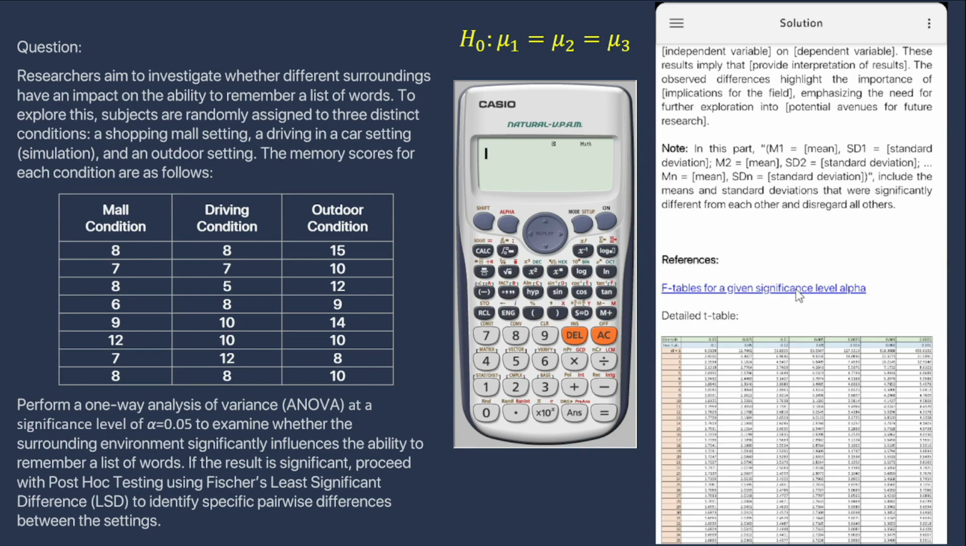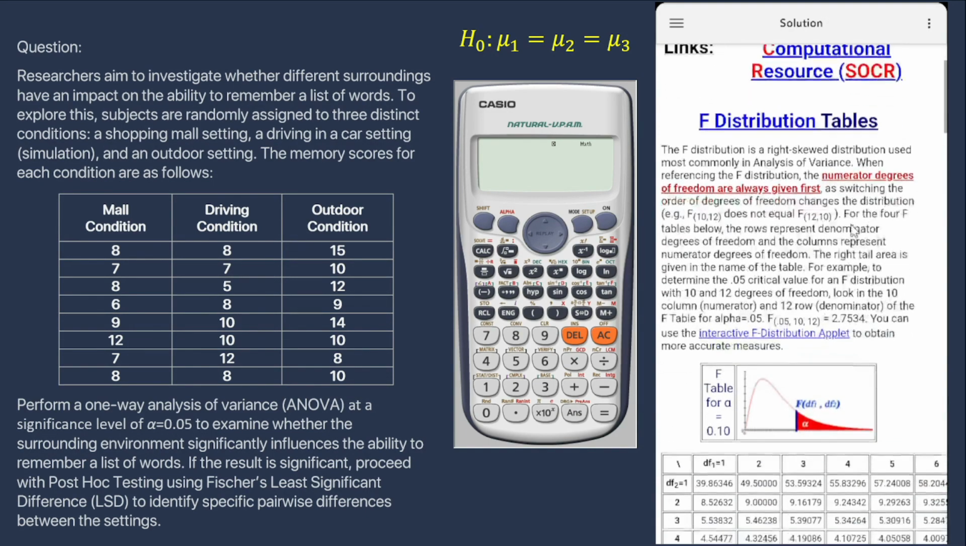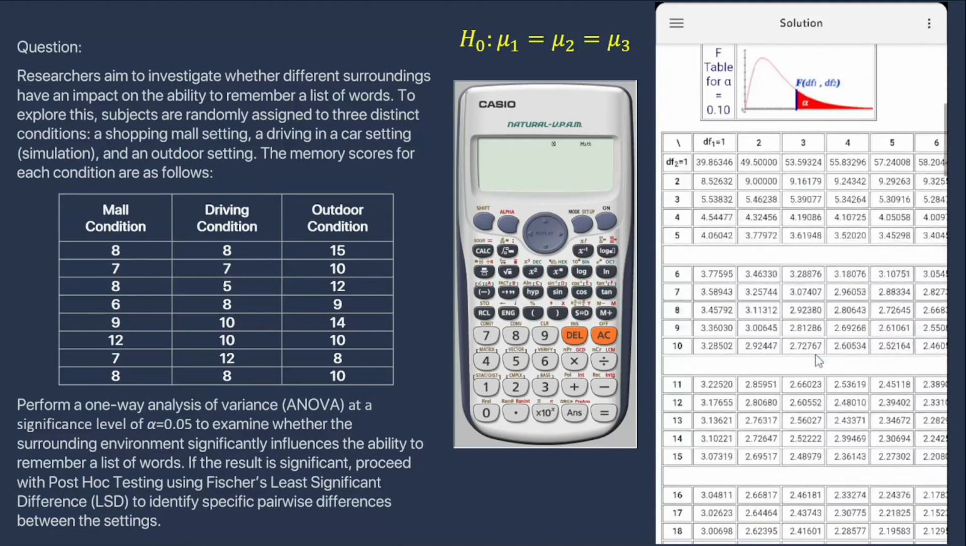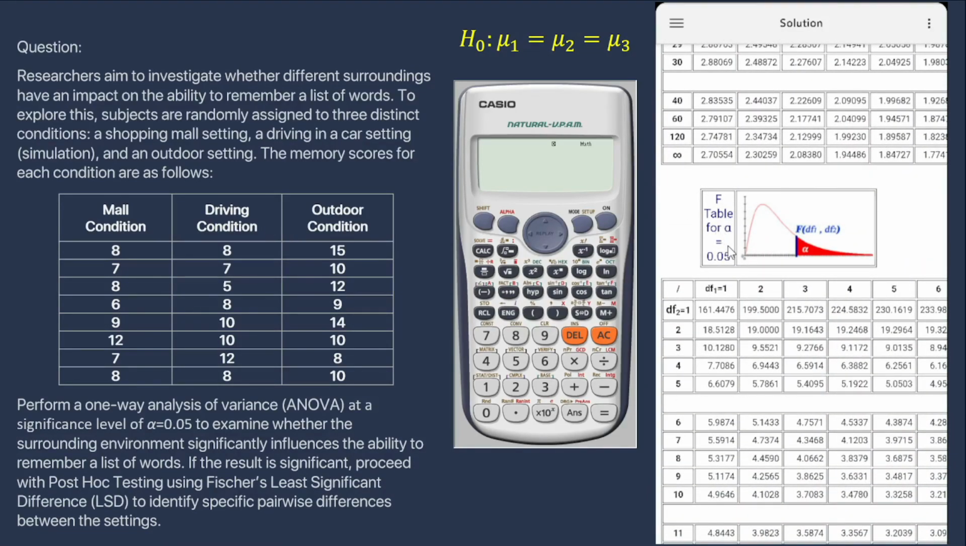Now we click this link over here. In this website, we'll try to look for the appropriate F table for our test. So in this case, we have F table for alpha equal to 0.10. Since our alpha is 0.05, so we look elsewhere. So here we have F table for alpha equal to 0.05. So this is the table that we are concerned about.